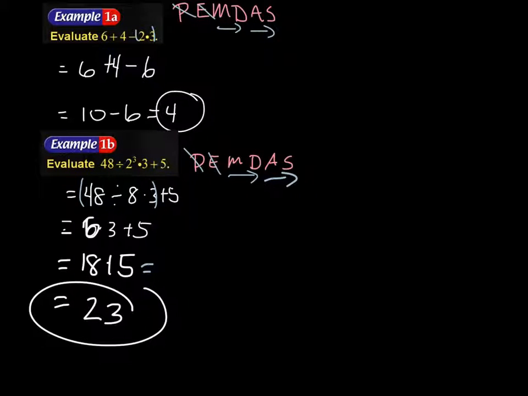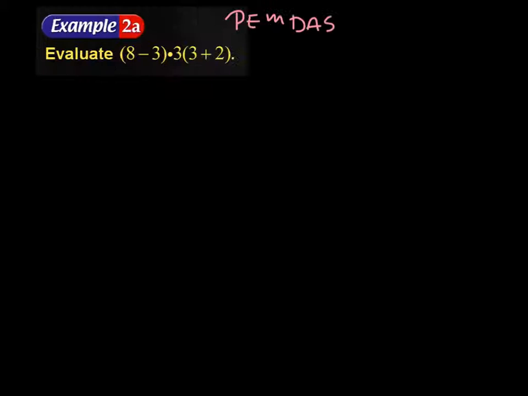The next example adds grouping symbols, which actually makes it easier. Using my absolutely awesome powers of observation, I can see I have 2 sets of parentheses. So I'm going to do that first. 8 minus 3 is 5. Aha! I don't know why we have a center dot there because it's kind of redundant, but I'll copy it down anyway. 3 plus 2 is also 5.